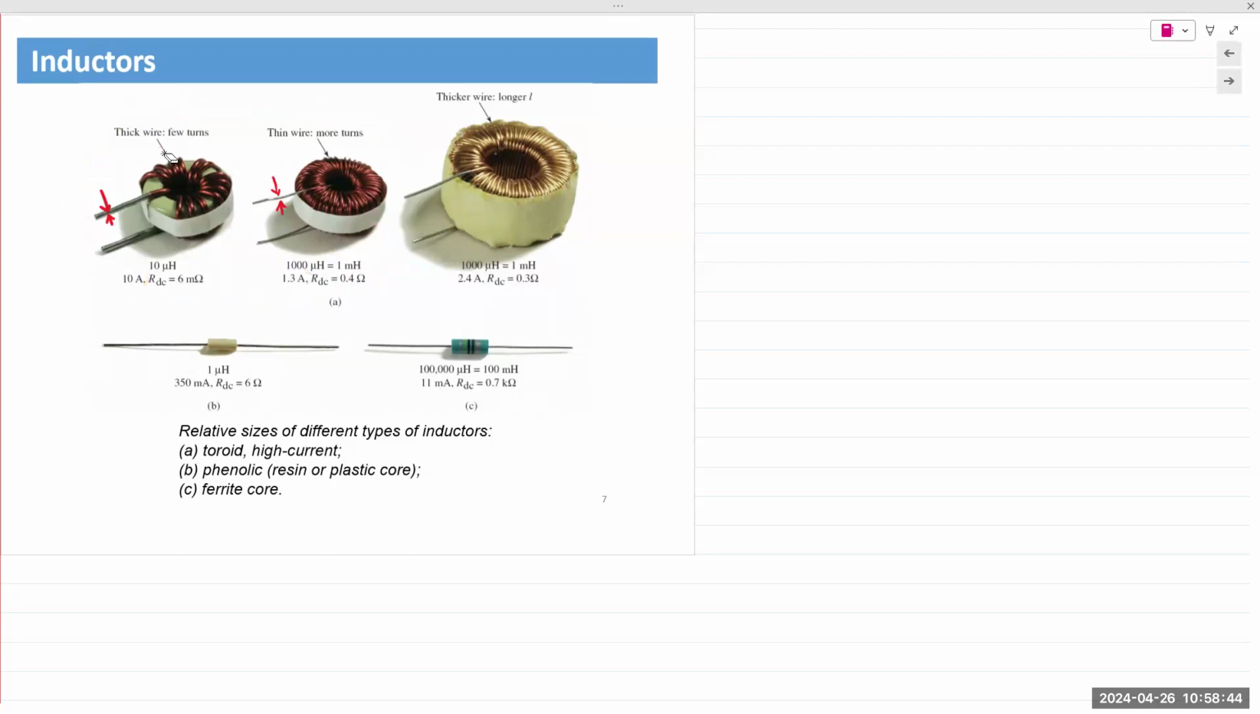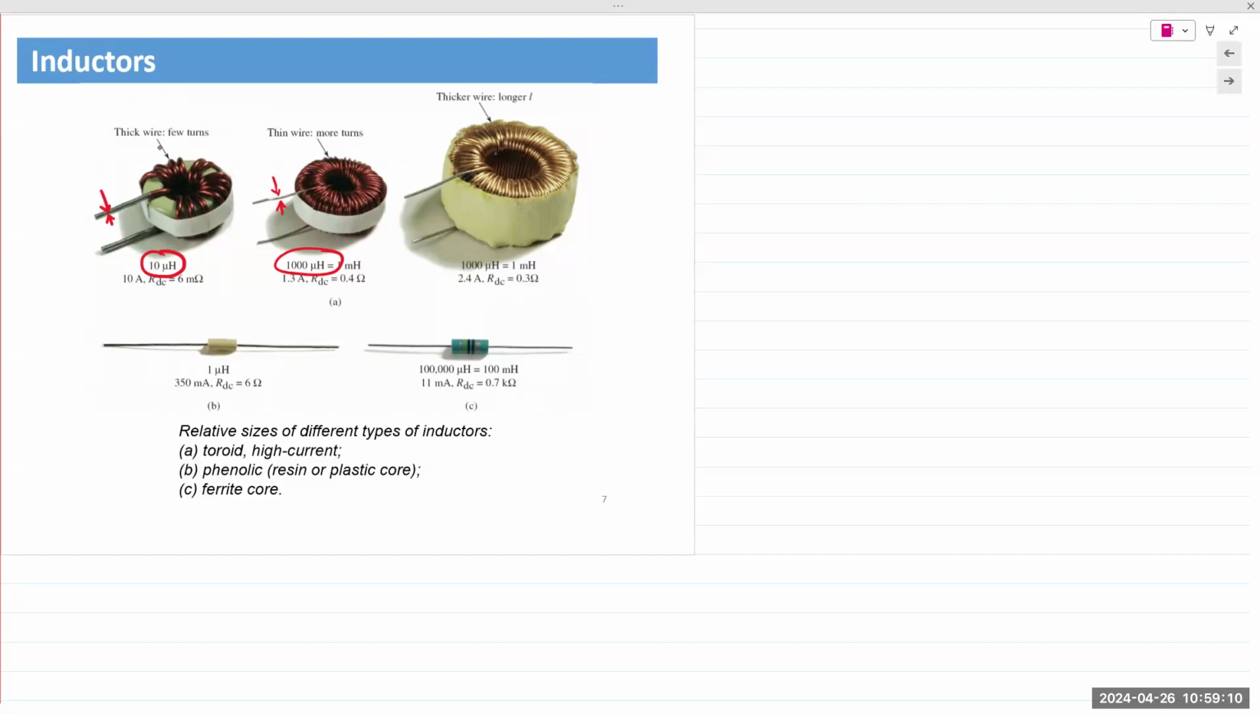But the number of turns is far less. Inductance is directly proportional to the number of turns. Low number of turns, lower inductor value. High number of turns, high inductor value, 100 times. So even though the coil is thinner, the large number of turns allows a stronger electromagnetic field.